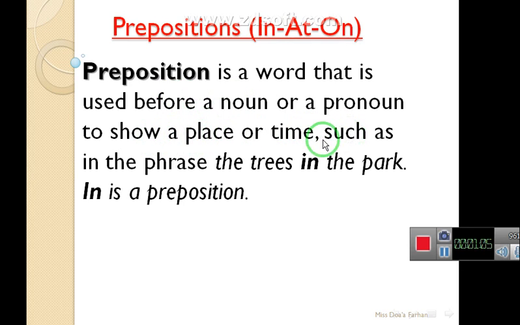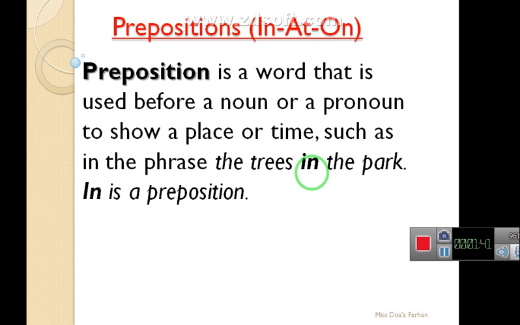For example here, such as in the phrase في العبارة التالية, the trees in the park. هذه عبارة عن إيش؟ عبارة the trees in the park معناته الشجر في الحديقة. Here when we use the preposition in دلنا على المكان, إنه الشجر موجود في الحديقة. So because of that in هنا اعتبرناه preposition أجت قبل الnoun اللي هي the park. So this is the preposition. Preposition is a word that is used before a noun or a pronoun to show a place or time.